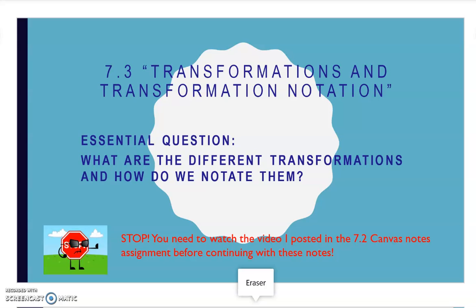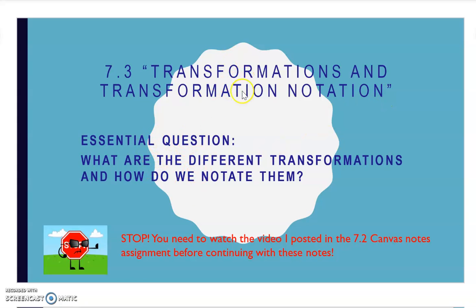7.3 notes. Today we're talking about transformations, different types of transformations, and also transformation notation. Notation simply means how do you write something? So how do we write these different transformations in algebra? Think of algebra as like a different language. So how can we write what these transformations look like in algebra? What do they look like? How do we write it? That's what notation is.